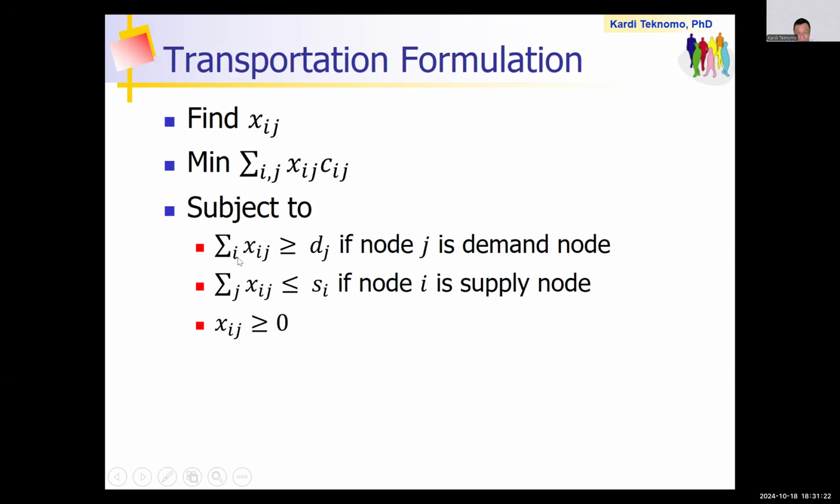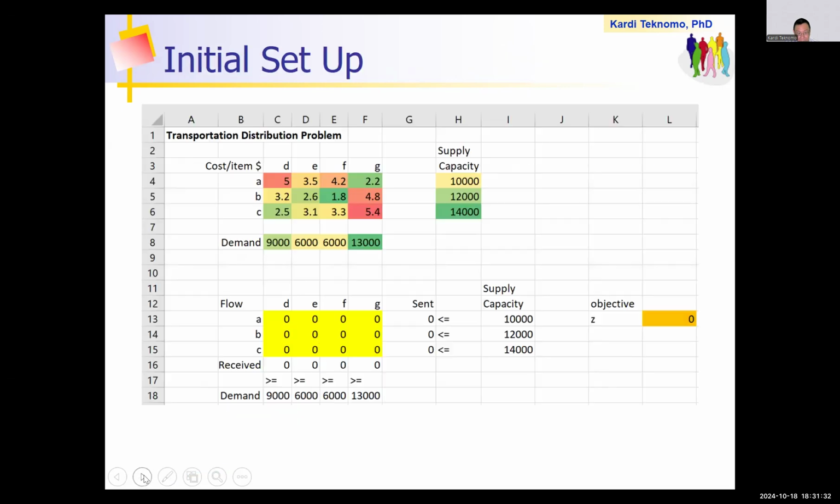The sum in the I must be larger than Dj, and then the sum of the J must be less than the S, the supply. So this one is less than, this one must be larger than. After that, you multiply the cost with the flow. Initially, you can put any value, 0, or 1, 1, 1. Then the sum product of these two gives you the objective value, which is Z.